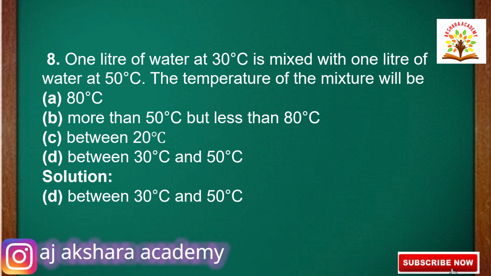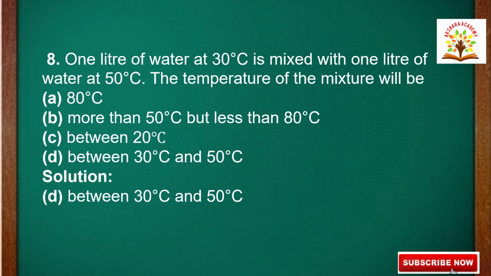Why? Because in the mixture, heat is transferred from higher temperature to lower temperature until they become equal. So that's why the temperature of the mixture will be in between 30 degrees and 50 degrees centigrade. So which one is correct? Option D is correct. Okay. Come to the next question.